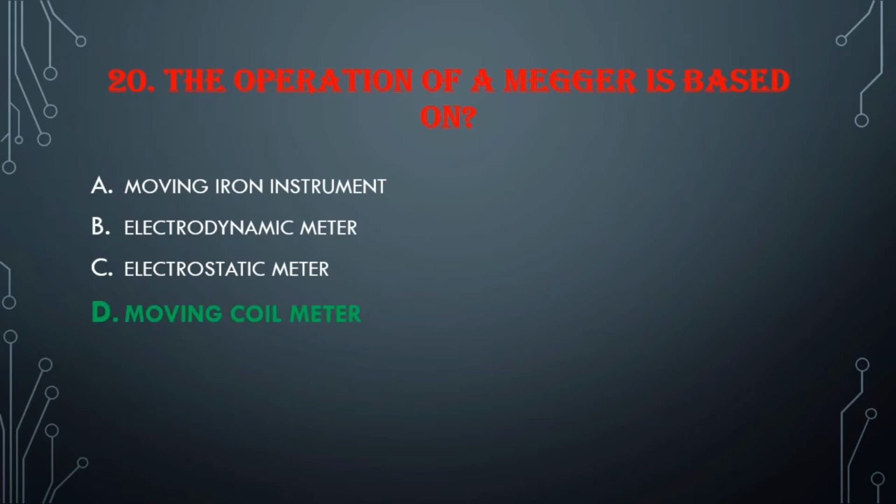The correct answer for this question, my friends, is D. Moving coil meter.